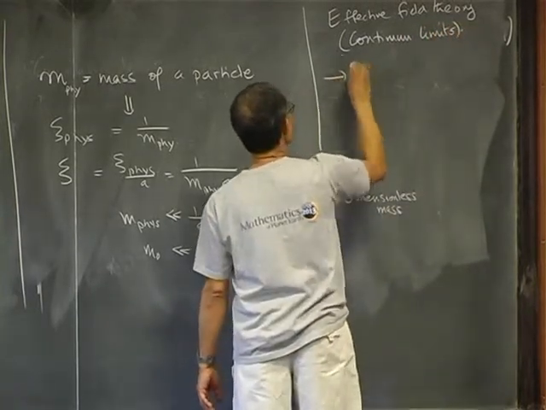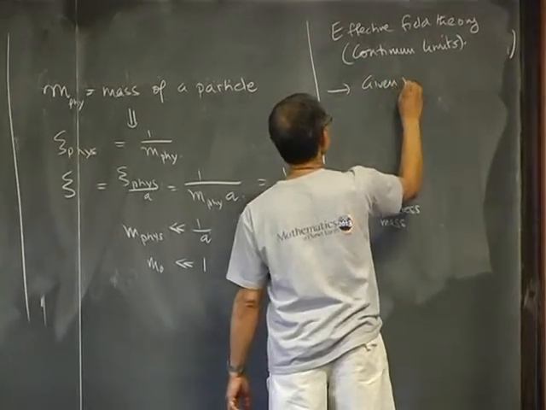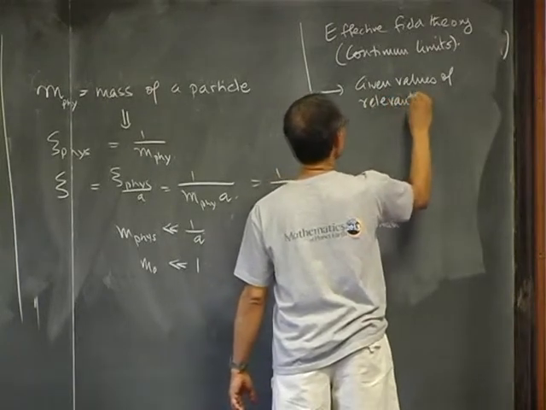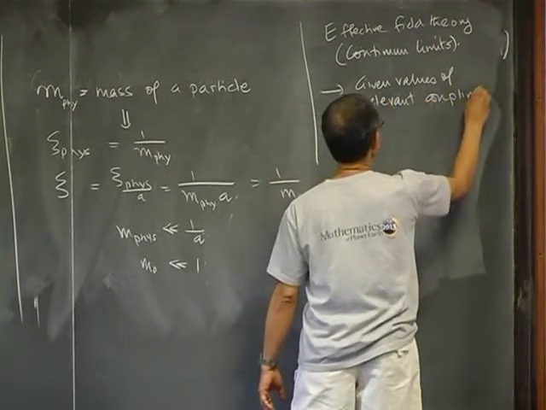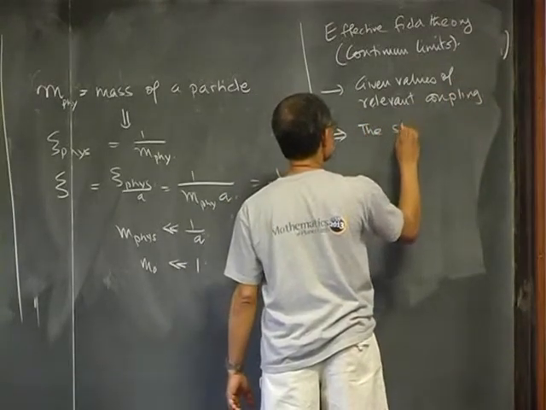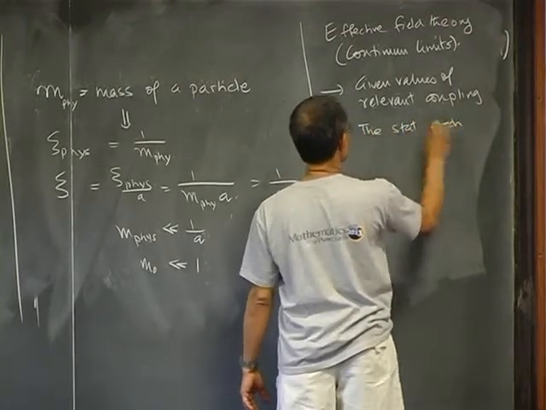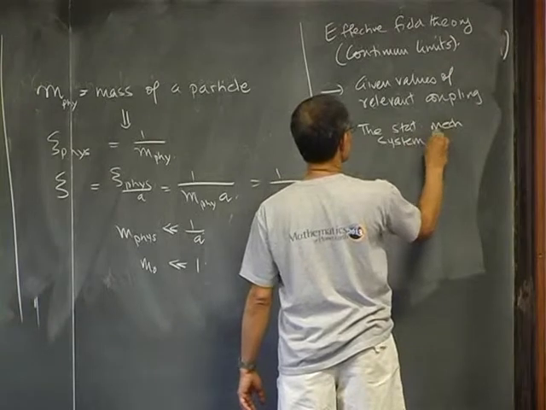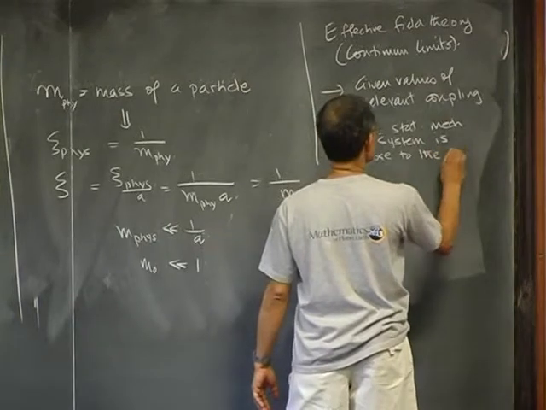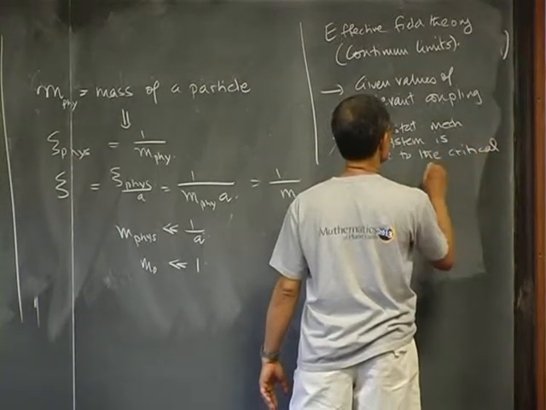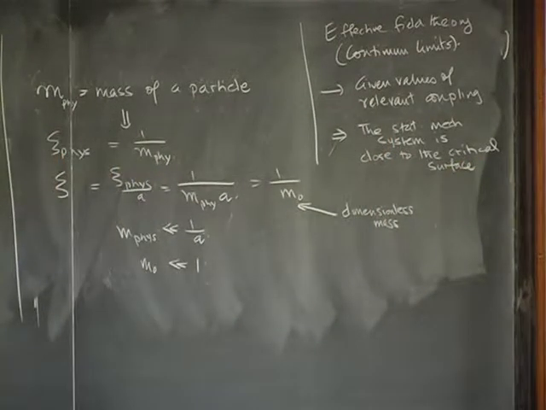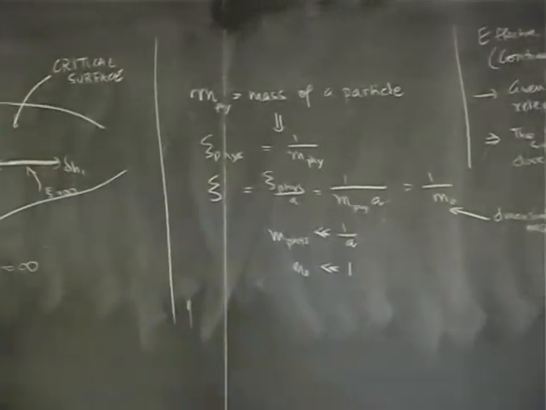They correspond to some given values of relevant couplings. I'm regarding mass also as a coupling, which means that the statistical mechanical system is close to the critical surface. Again, in terms of this picture, let me get rid of the higher dimensional surface.